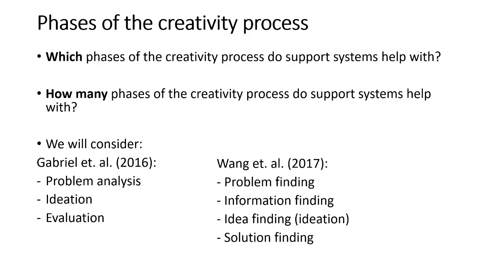Now, we will also consider another study by Wang et al., published in 2017. In this study, the creative process was broken down into 4 distinct phases: problem finding, information finding, idea finding, and solution finding. Again, if you want to know why they respectively broke it down into 3 or 4 stages each, I would encourage you to actually read the studies which have been referenced on the last slide of the video.